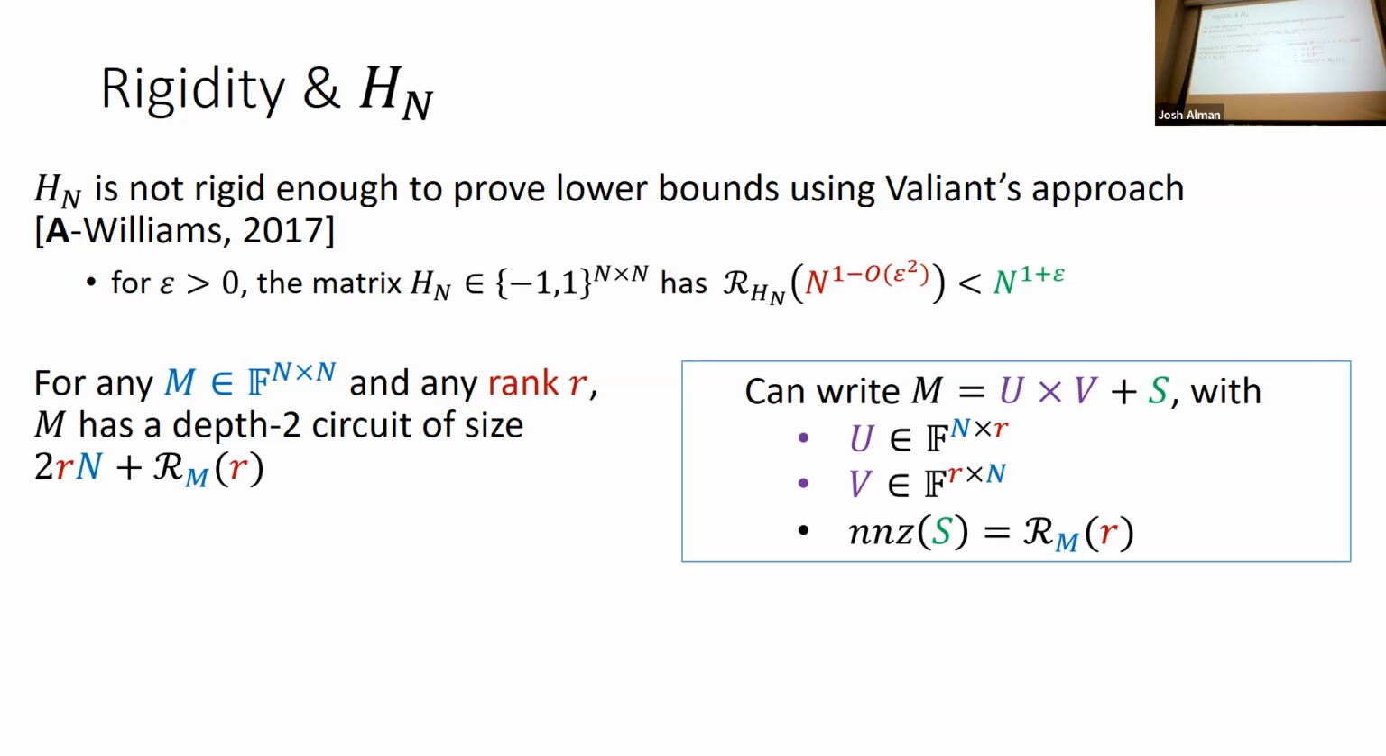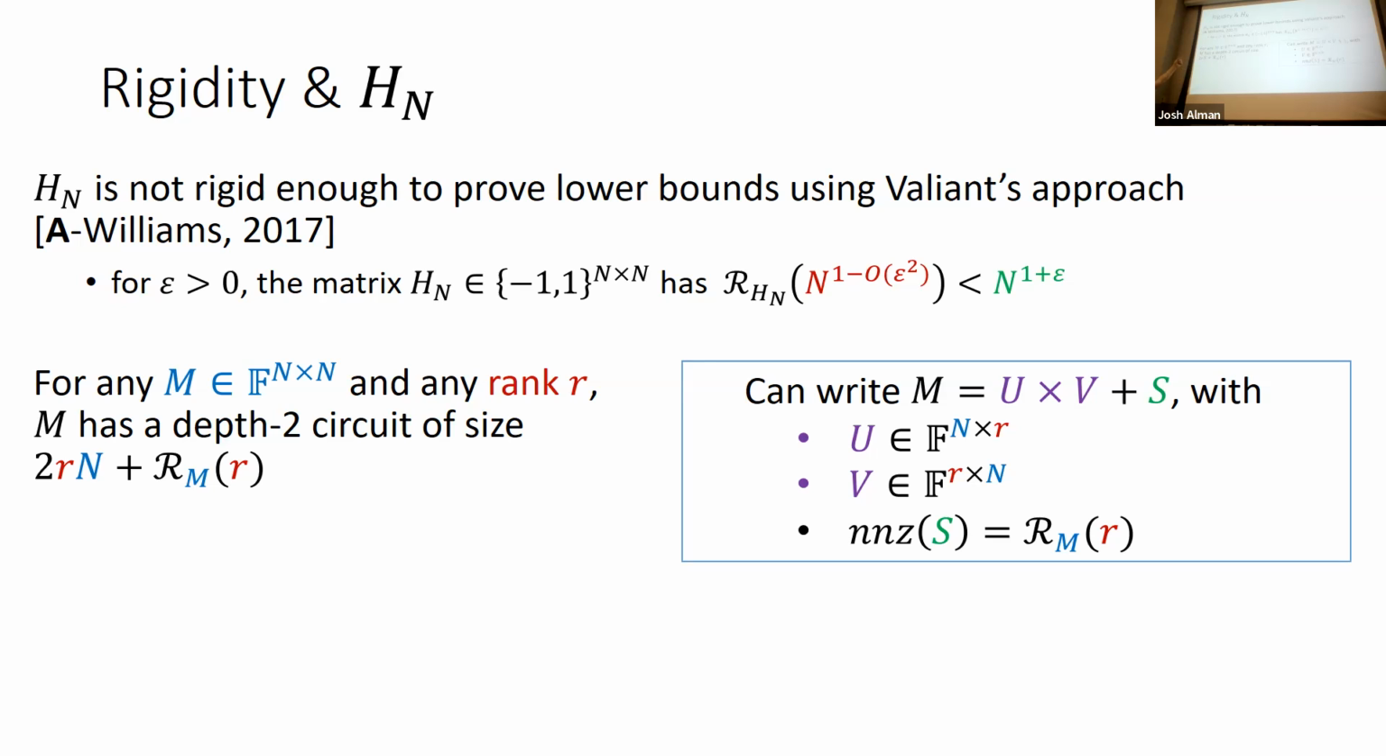So generally speaking, you can use this and then try to balance r to get the smallest circuit you can. As r gets bigger, this first term gets bigger and the second one gets smaller, because as the target rank gets bigger, you don't have to change as many entries to get to it.